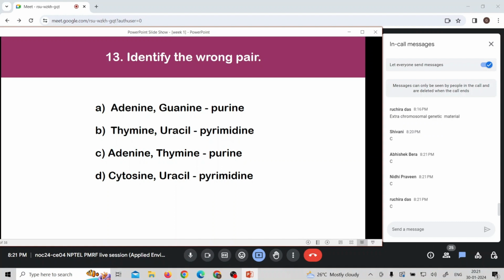Right. I have got a pretty good number of responses now. So we'll just see the answer for this question. Almost all of you have answered C. So it is adenine and thymine are purine. Before explaining the answer for this question, we'll just solve one more question, and then finally we'll look at this DNA and the entire process of the central dogma.